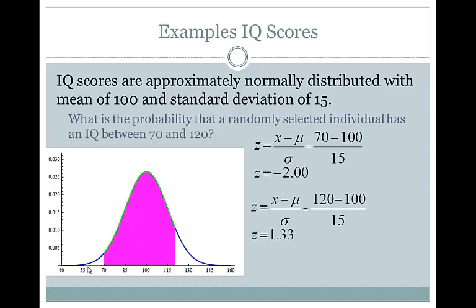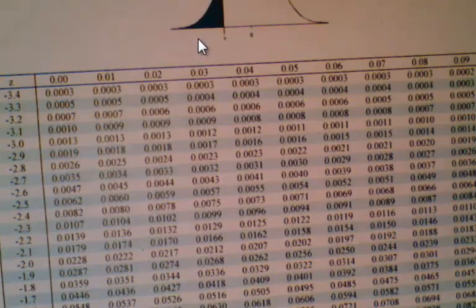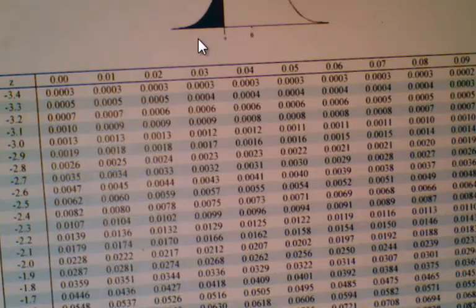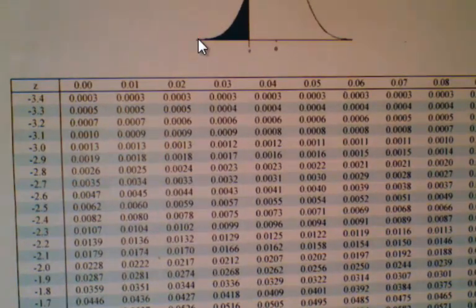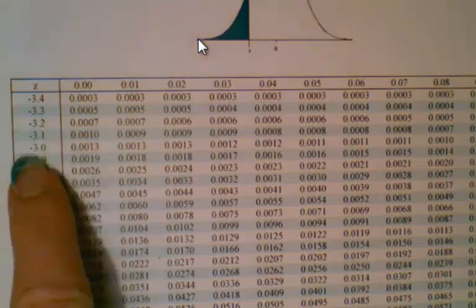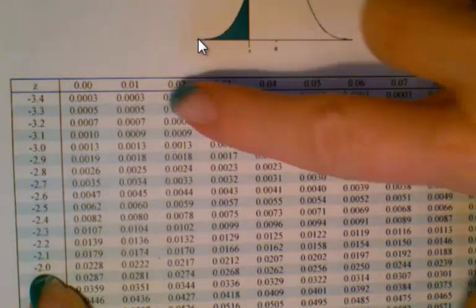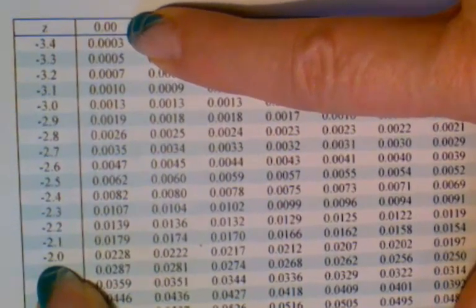Okay, so let's go to the normal tables now. We've already looked up the z-score of 1.33. Now we're interested in looking up the area below a z-score of -2. So now I'm looking at the standard normal table for negative z-scores, which is the previous page, and I'm looking for -2.00. I go down this column until I get to -2, and since the hundredths digit is 0, I'm looking at the first column. So I see the area is 0.0228.